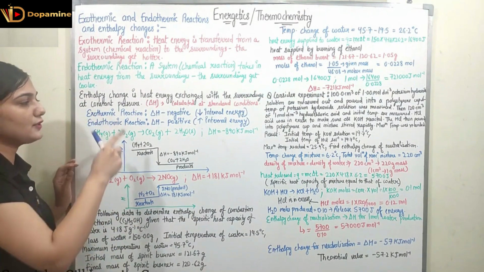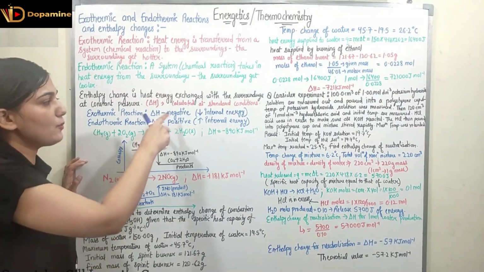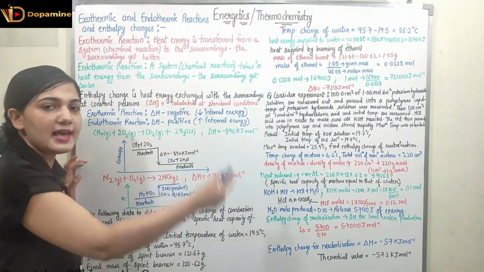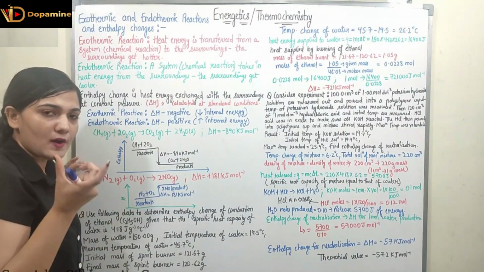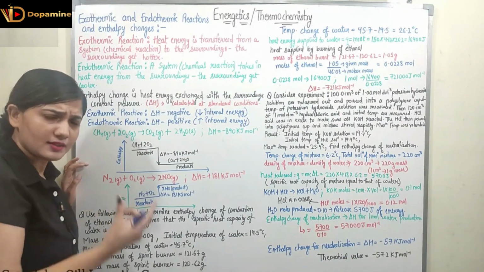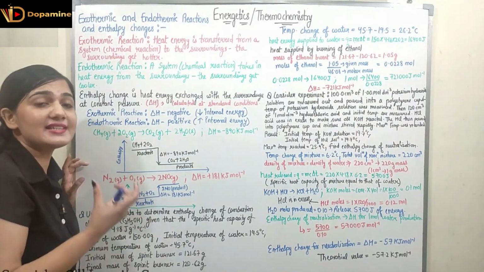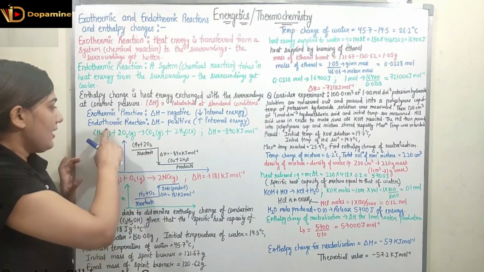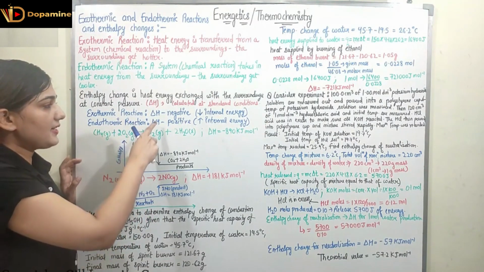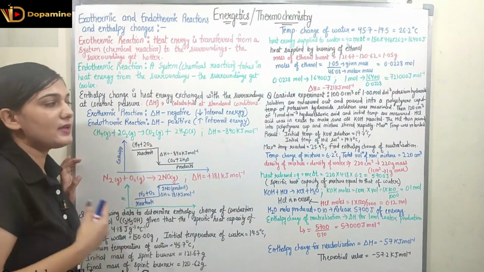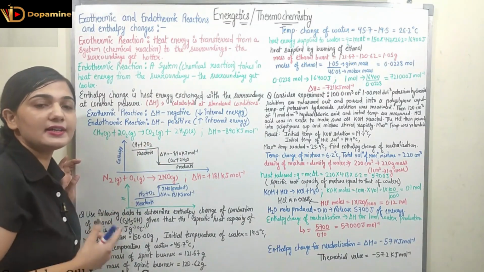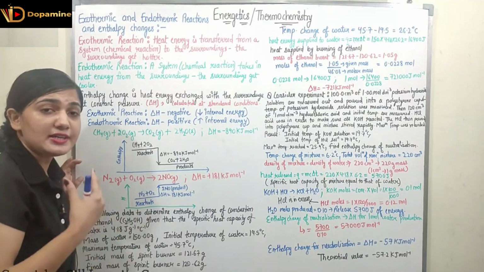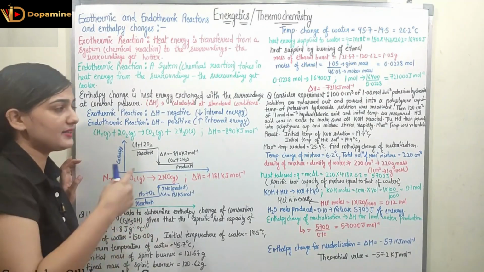Now for the exothermic reaction, delta H will be negative, that is there is a decrease in the internal energy, right? The products will have less internal energy than the reactants. In the endothermic reaction, delta H is positive, that is we have an increase in the internal energy. The internal energy of the products is higher than that of the reactants.